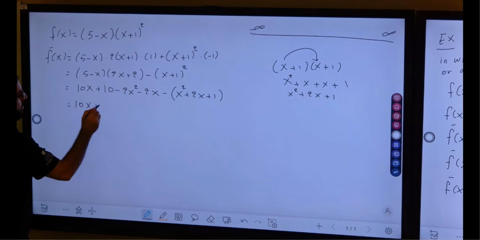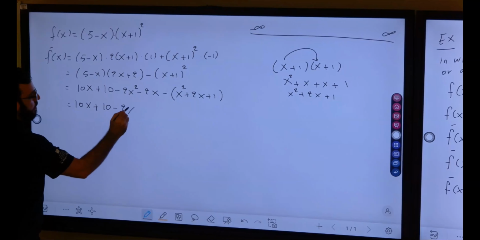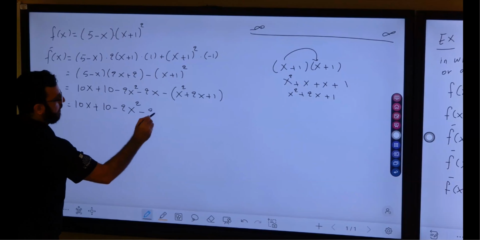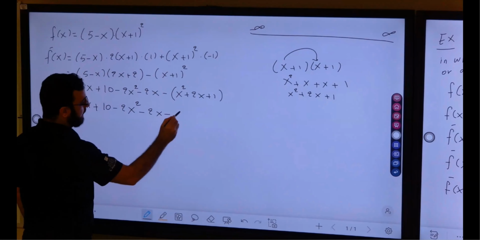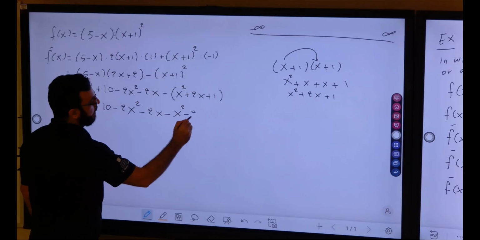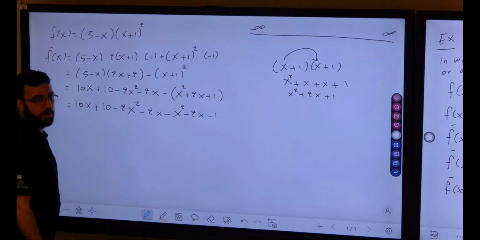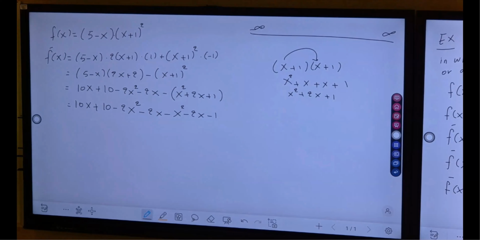That means 10x plus 10 minus 2x squared minus 2x minus x squared minus 2x minus 1. What's the next step? Combine like terms.